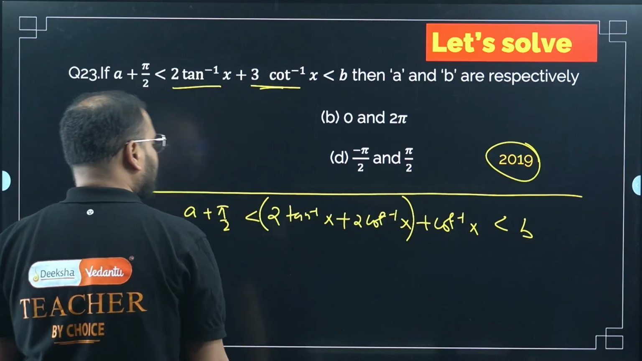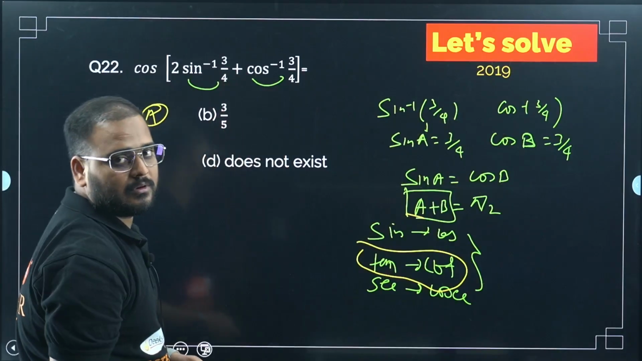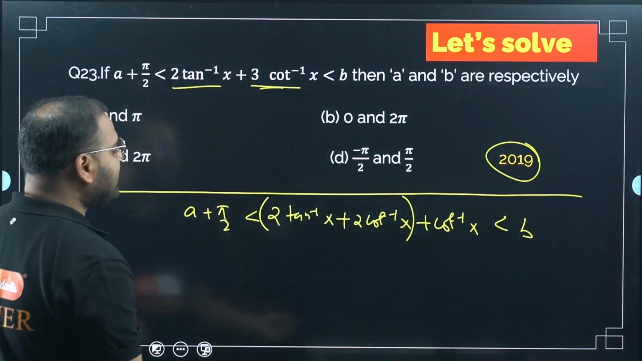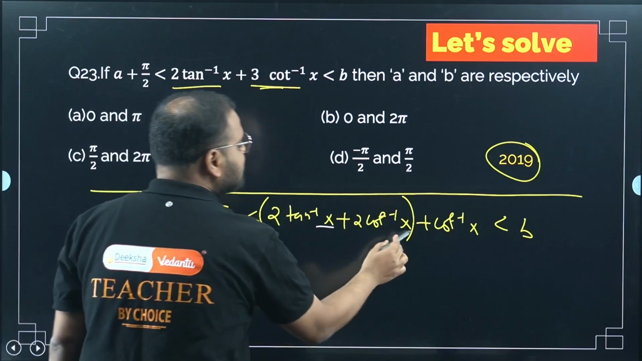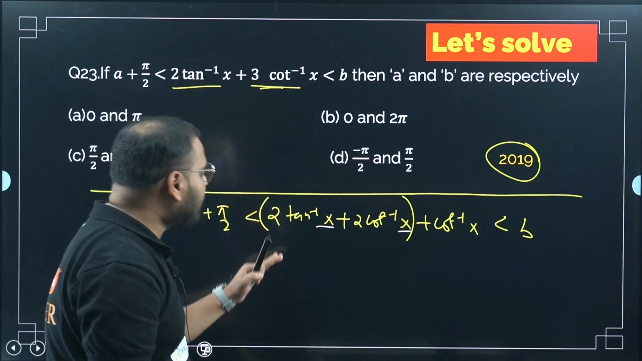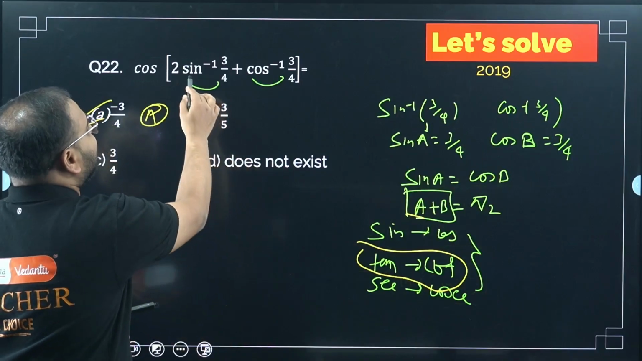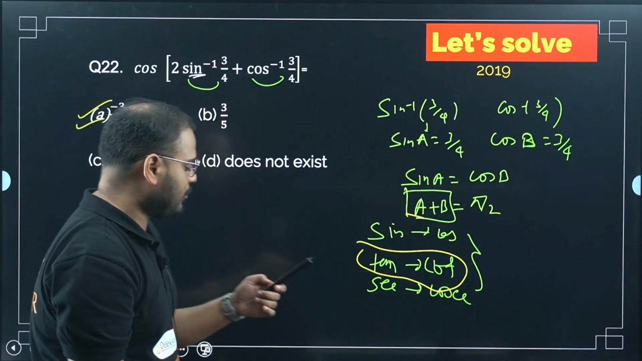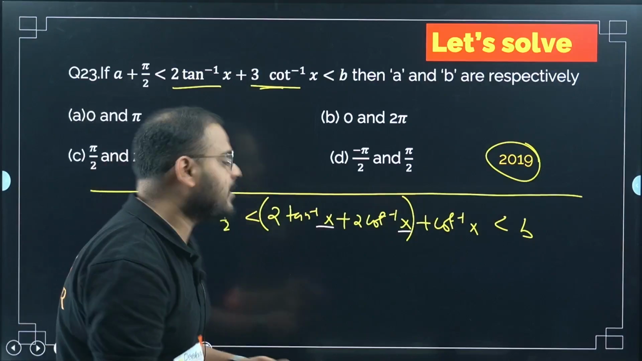Take 2 common. Remember, in the previous question, I had 3 by 4, 3 by 4. In this question, I don't have that. I have x and x. But it is the same thing, no? The value where tan inverse and cot inverse are operating is the same. In the previous case, the value where sin inverse and cos inverse were operating was 3 by 4. Here it is simply x. Means the property of complementary will be valid here also.